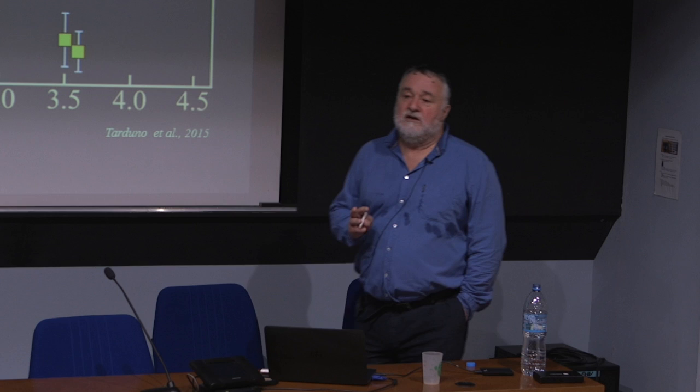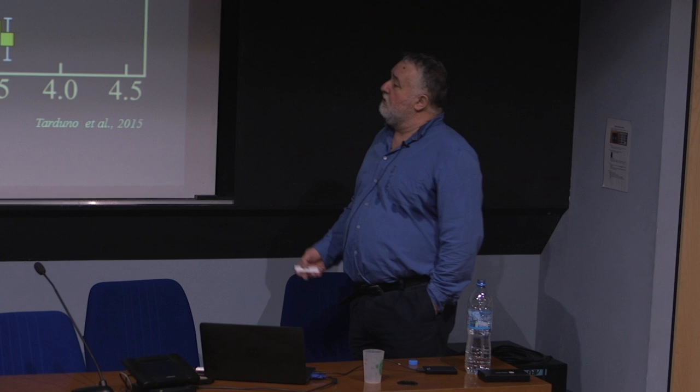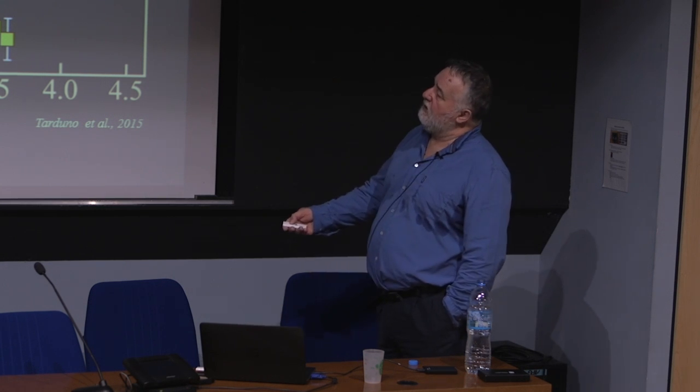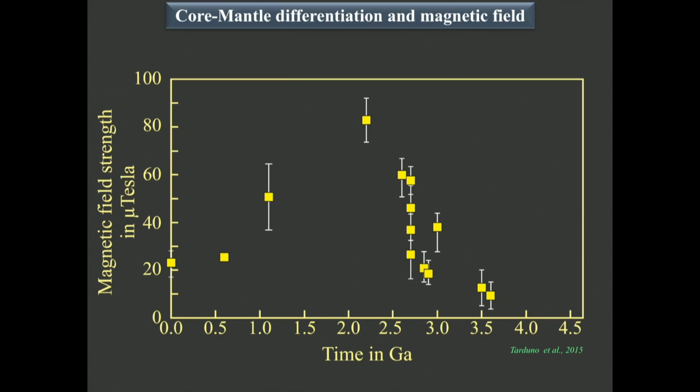So the question is, we have a core, we have the mantle, but this doesn't mean that we have a magnetic field. Of course, it is necessary to have a metallic core in order to have a magnetic field, but the magnetic field could have started later. If we look now, here is time again, and here the strength of the magnetic field, we have this kind of curve. Here we have values up to 3.6 billion years. More recently, two years ago, some people worked on zircon crystals, and they added some points here.